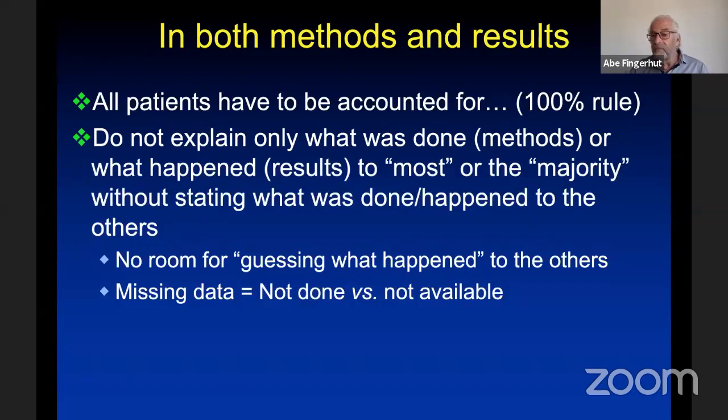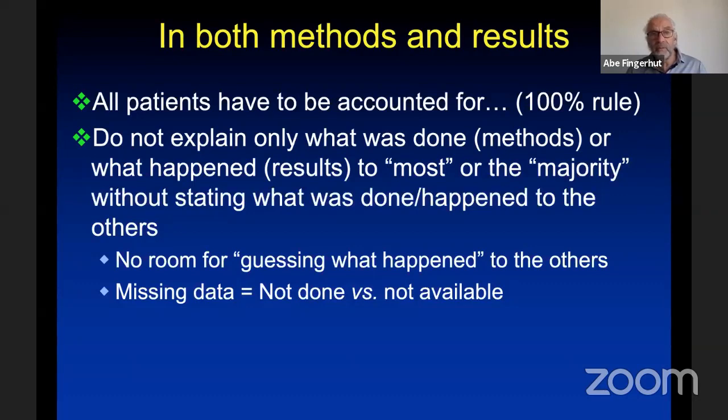There's no room for guessing in a scientific article. We have to know what happened. We have a whole population. We have to know what happened to that whole population, all throughout the paper. Missing data, it happens. Say so.